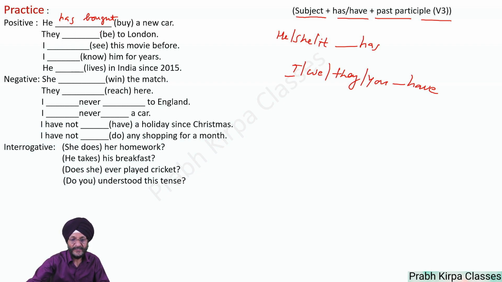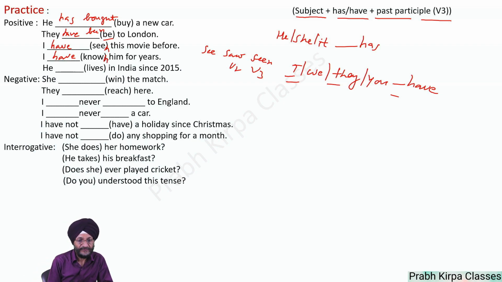They, with they we will use have. They have. Be, third form becomes been. They have been to London. I, in the case of subject being I, we use have. I have. See becomes see, saw, seen. This is the second form of the verb. It is the third form. I have seen this movie. Again, I have known him for years.